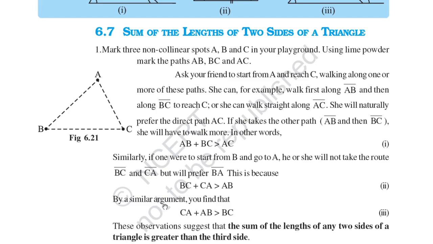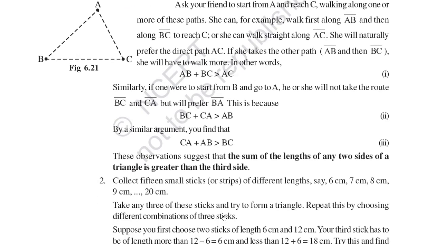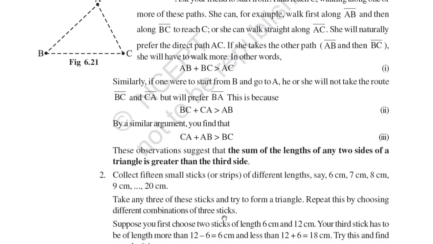By a similar argument, you can find CA plus AB is greater than BC. So these observations say that the sum of the lengths of any two sides of a triangle is greater than the third side.